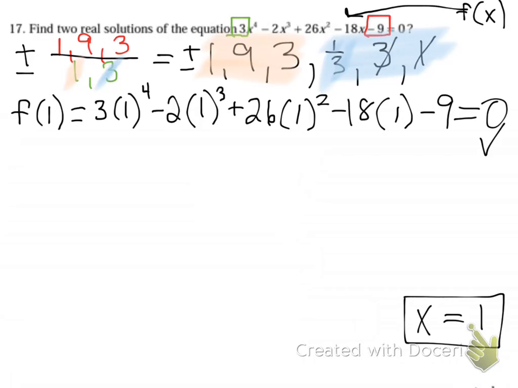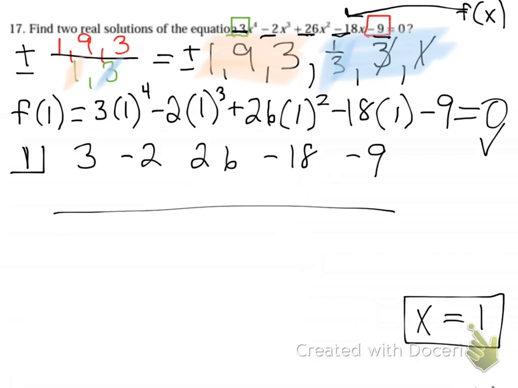Now, this is helpful to me because I can do synthetic division. All you're going to do is take these coefficient numbers and use those. So 3, -2, 26, -18, and -9. If you're confused on synthetic division, pay attention. Here comes the explanation. You always bring down the first number. Any number that's down on this row gets multiplied by the number in the box up left. So 1 times 3 is 3, and you write it in the next row, and then you add.